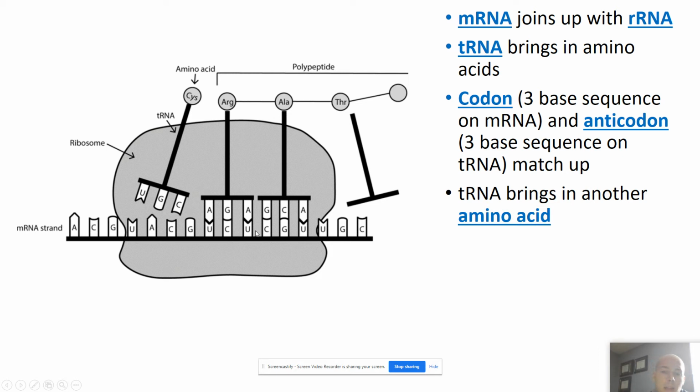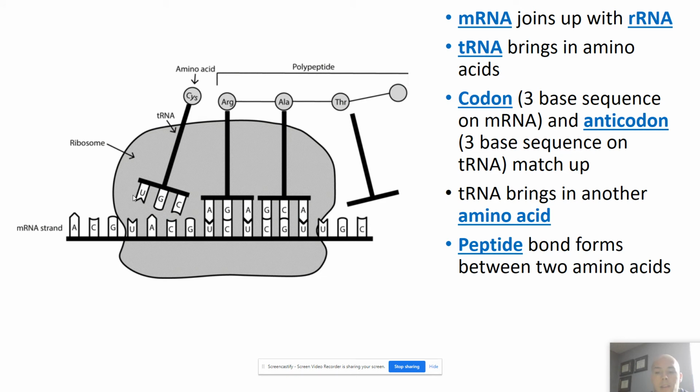tRNA brings in that amino acid. As it moves down, it goes into the next one, and then so on and so forth. As this ribosome moves across the mRNA, reading it, it's going to detach that last tRNA, which can then go back and get another amino acid and bring it back in if we need another one of those amino acids.